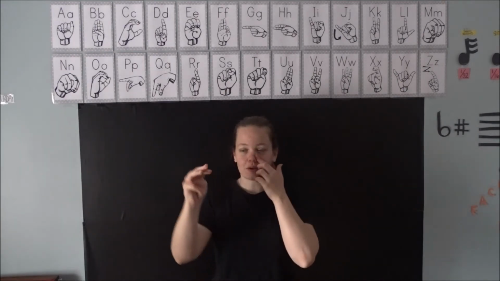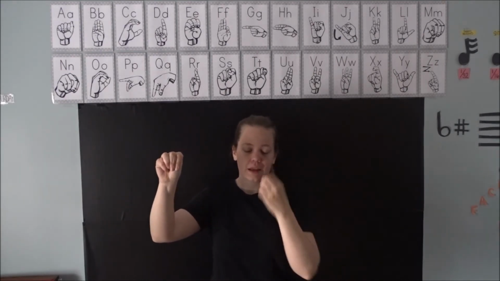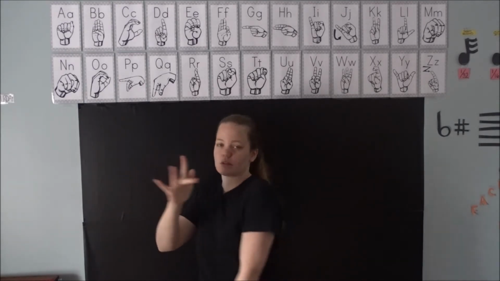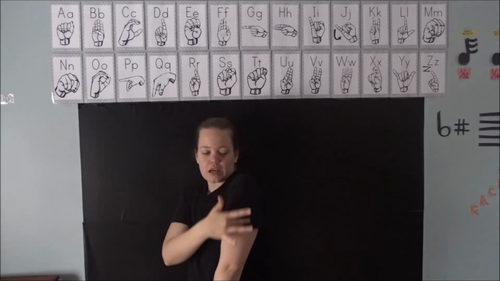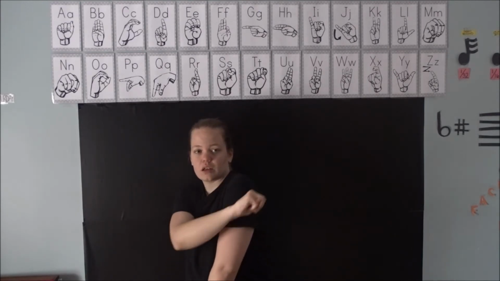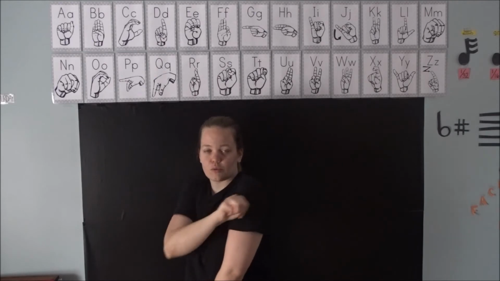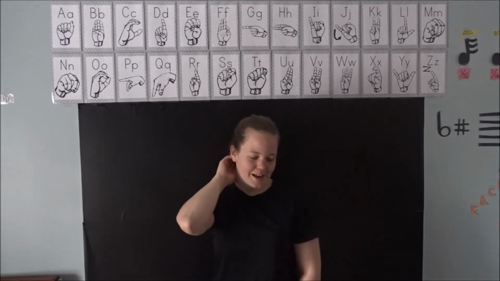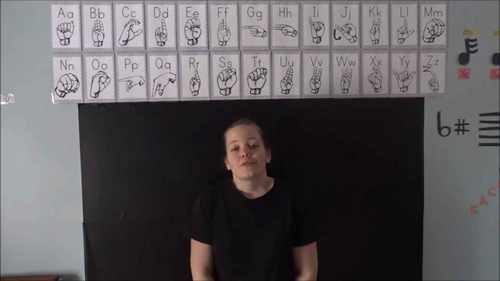Okay, so Manitoba. M hand shape. And we're going to do pretty well the exact same sign that we did for province, so that down and across, except we're going to do it with our M hand shape. So down and across. So Manitoba. Manitoba. Good job. All right, the next one we're going to do is the sign for Saskatchewan.